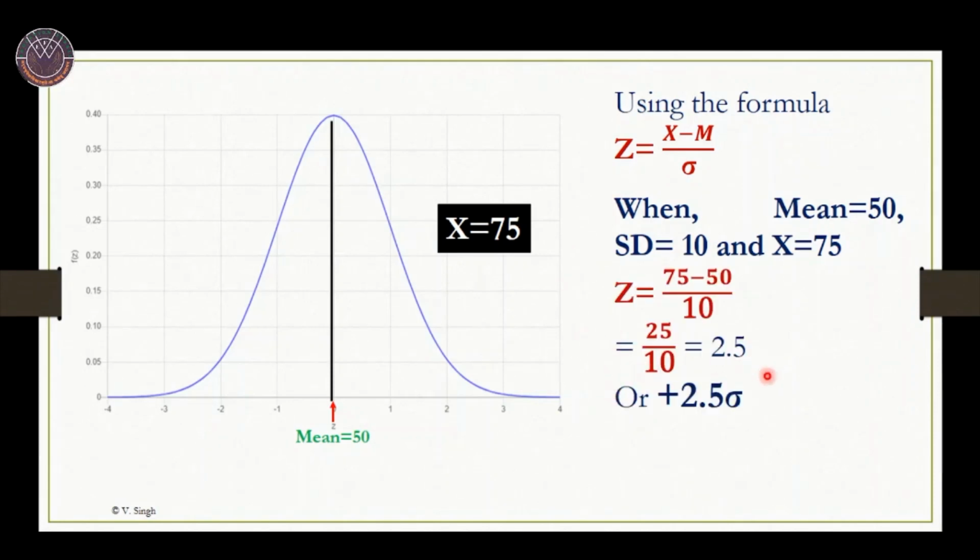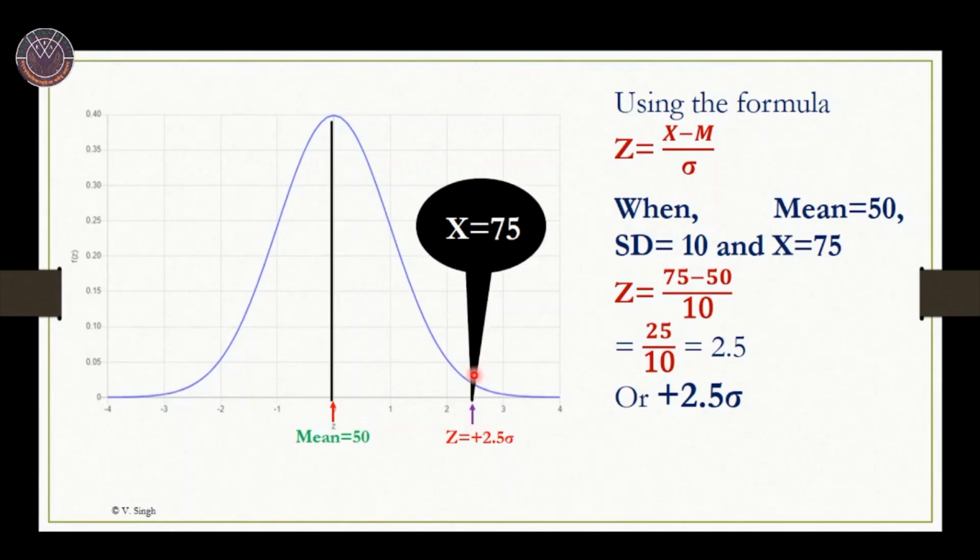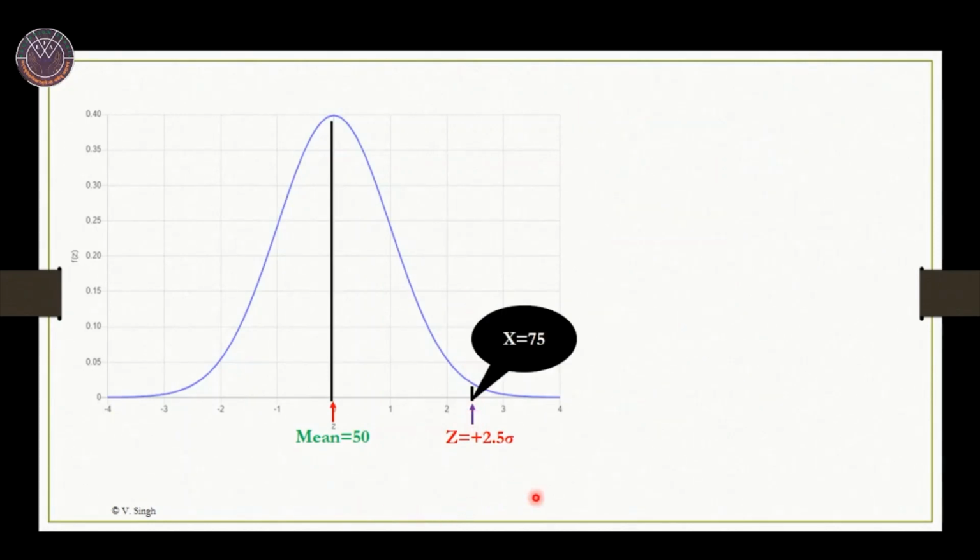The standard score comes to positive 2.5 sigma. If we want to locate this positive 2.5 sigma, it will be somewhere here. So here Ravi's score lies. Now we will see the NPC table and follow the area under the curve for this plus 2.5 sigma.